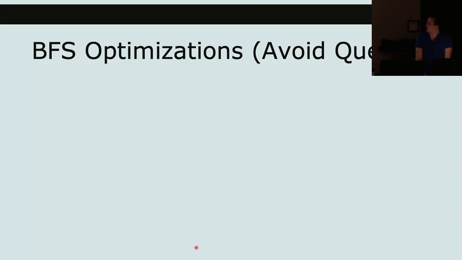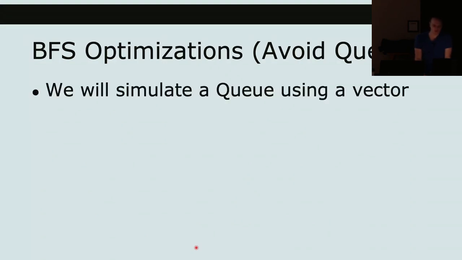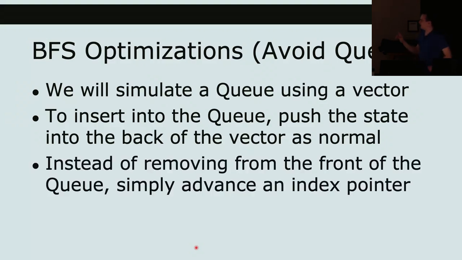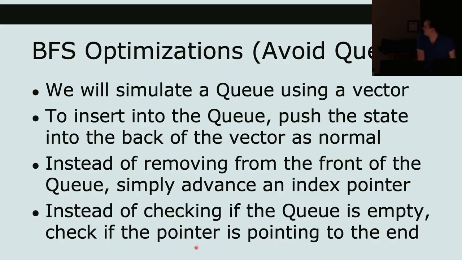So let's avoid an actual queue altogether. So we're going to simulate a queue without actually having a queue. To insert into the queue, we push the state into the back as normal. So adding things to the vector, that's normal. However, instead of actually removing from the front of the queue, we're going to store a pointer or an index to where this simulated front of the queue is, and just point there rather than actually removing stuff. So I have an illustrated example in a second. And then instead of checking if the queue is empty, you check to see instead that the index you have is pointing to the end of the queue.